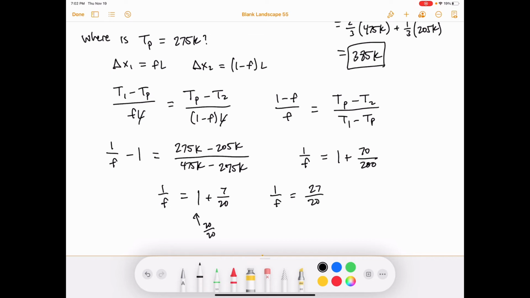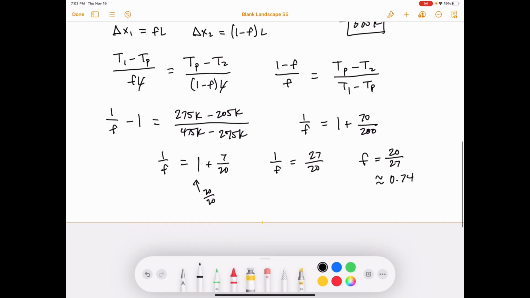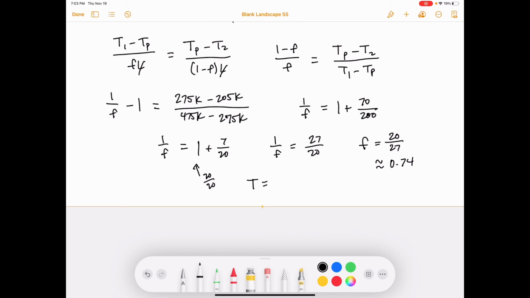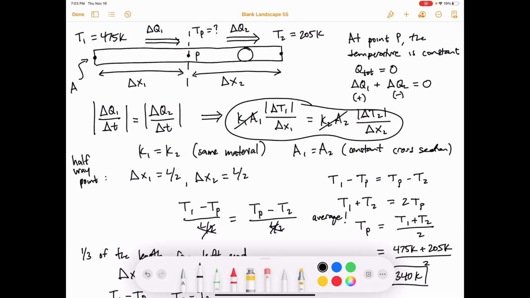So that gives us 27 over 20. And therefore, F is equal to 20 over 27. So in other words, 20 over 27 is about 0.74. So what we're saying is T is equal to 275K at a point that's 0.74 L from the left end. In other words, over here somewhere, that's where we see the temperature go to 275K. Okay, so that's how you do this one.